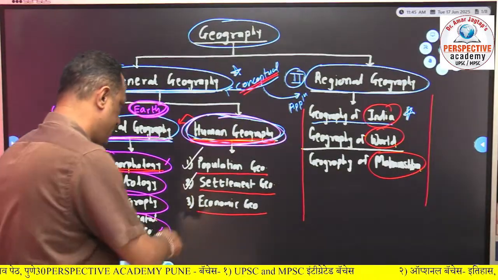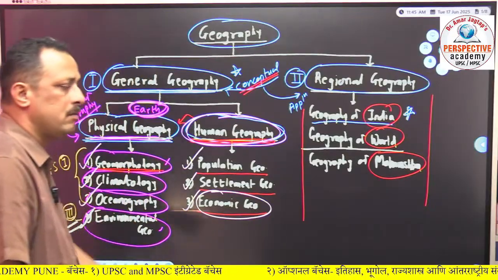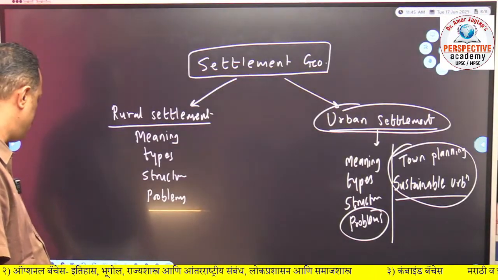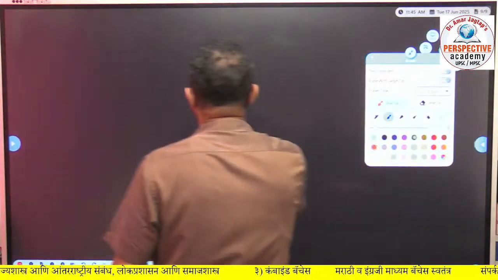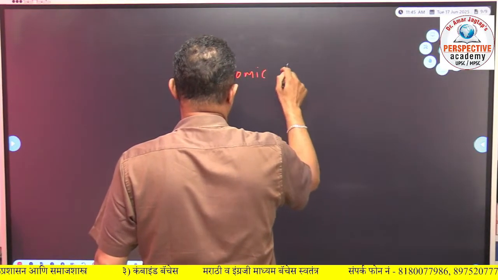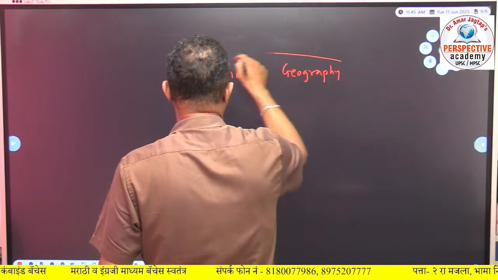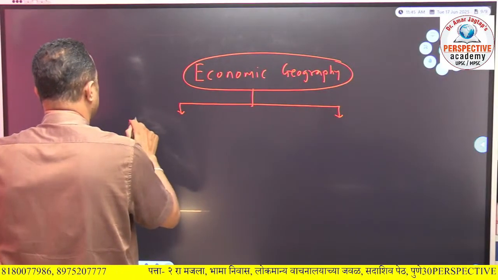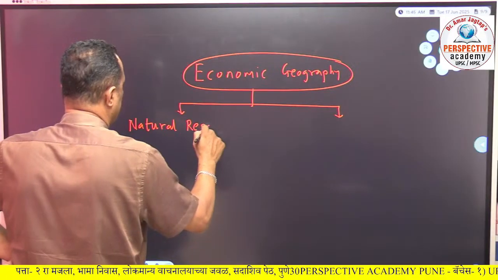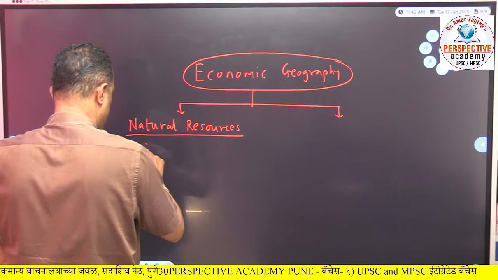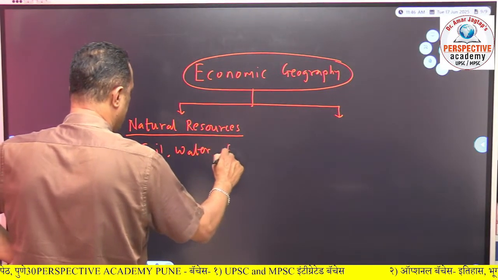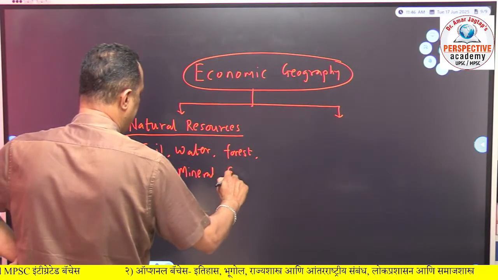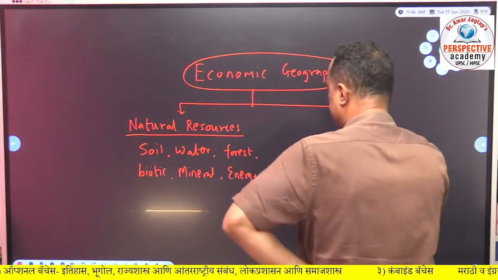Now the last section, economic geography. This is the vast section of the whole syllabus. In this section you are supposed to study two components. Which are those two components? Natural resources: soil, water, forest, biotic, mineral and energy.